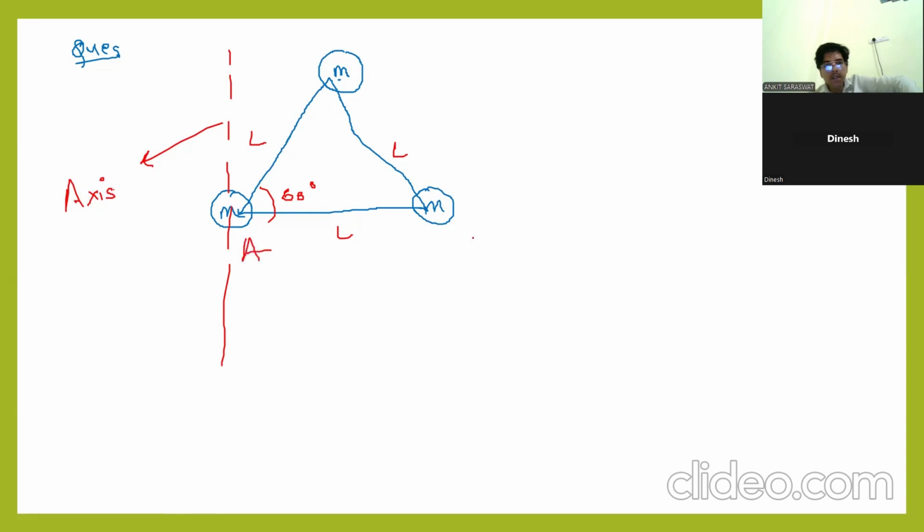You can take this as A, B, C. So can you solve? Simple. The formula is, these are point masses. Formula is I equals MR square, where M is the point mass multiplied by the perpendicular distance from the axis of rotation.